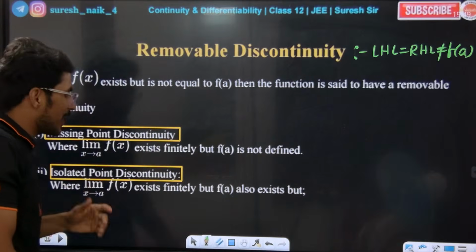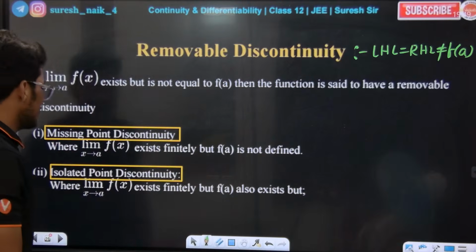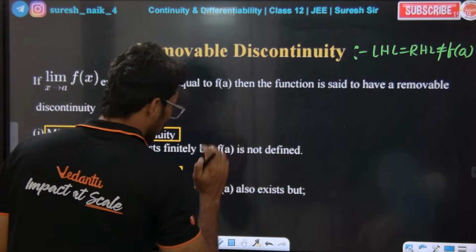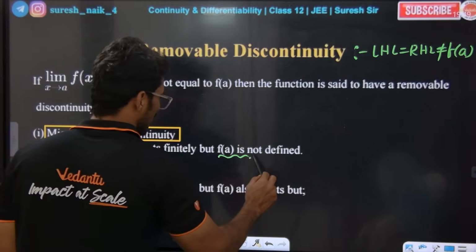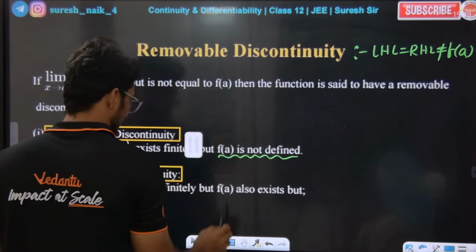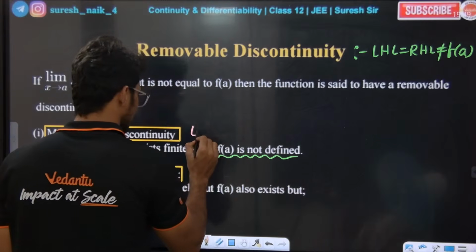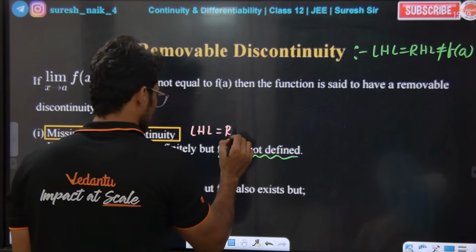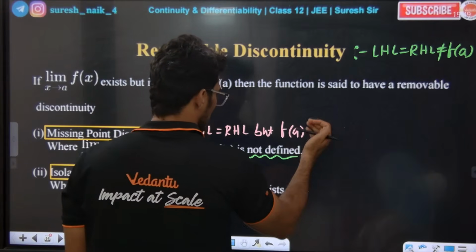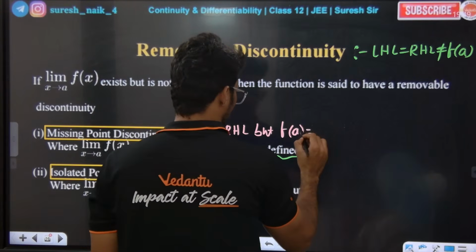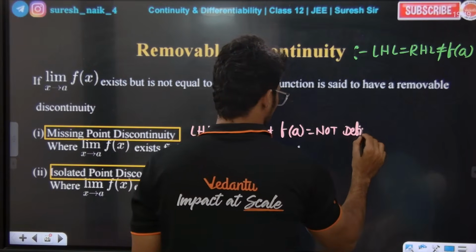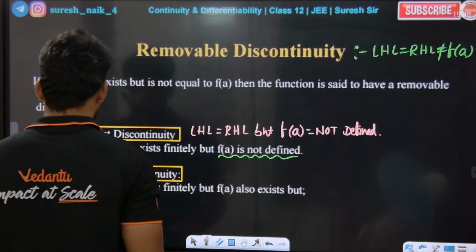Sir, then what is missing point discontinuity? Here f of a is not defined. The functional value should not be defined. Here, what is the definition? LHL will be equal to RHL but f of a is not defined. F of a is equal to what? Not defined. Isolated means what?